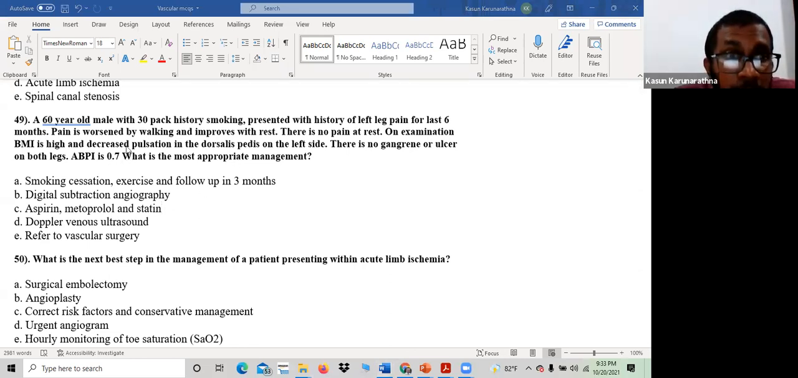This patient's ankle brachial pressure index is 0.7, right? That means in the history also the patient doesn't have pain at rest, no ulceration, and doesn't have any evidence of tissue loss, right? It's a claudicant, heavy smoker, with claudication history for 6 months, no rest pain, and no tissue loss. So what is the most appropriate management in this patient?